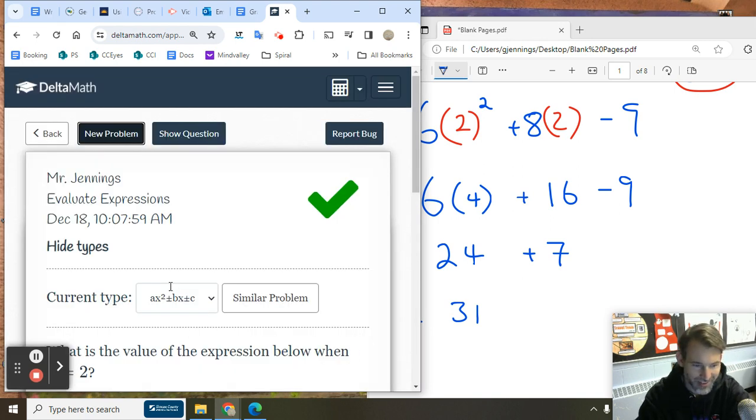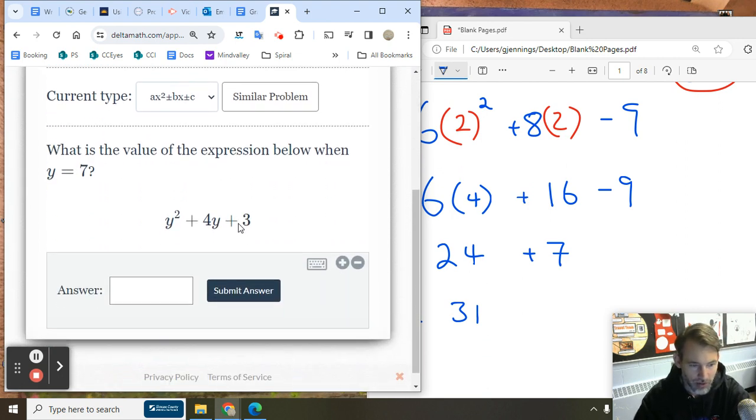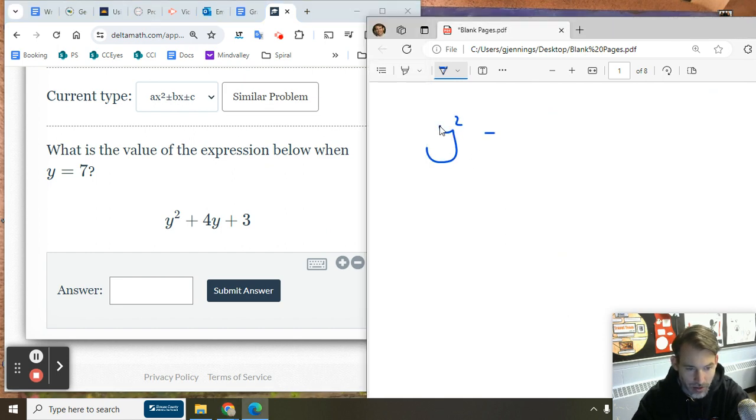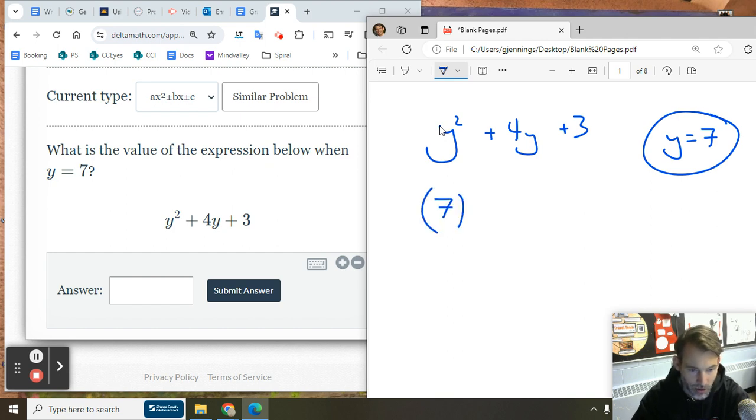Hooray. Okay, let's do another one like that before we move on. Okay, so we have y squared plus 4y plus 3. If you can do these mental math puzzles, that's amazing. Y squared plus 4y plus 3, and y equals 7. Okay, so we're going to have 7, put it in brackets. Always substitute into brackets when you're doing this.